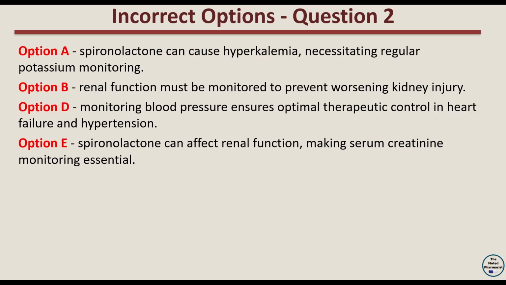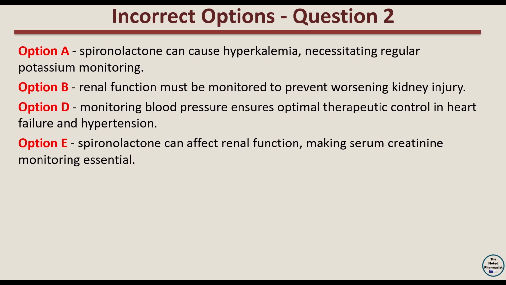Here is the explanation for incorrect options. Option A is incorrect because spironolactone can cause hyperkalemia, necessitating regular potassium monitoring. Option B is incorrect because renal function must be monitored to prevent worsening kidney injury. Option D is incorrect because monitoring blood pressure ensures optimal therapeutic control in heart failure and hypertension. Option E is incorrect because spironolactone can affect renal function, making serum creatinine monitoring essential.